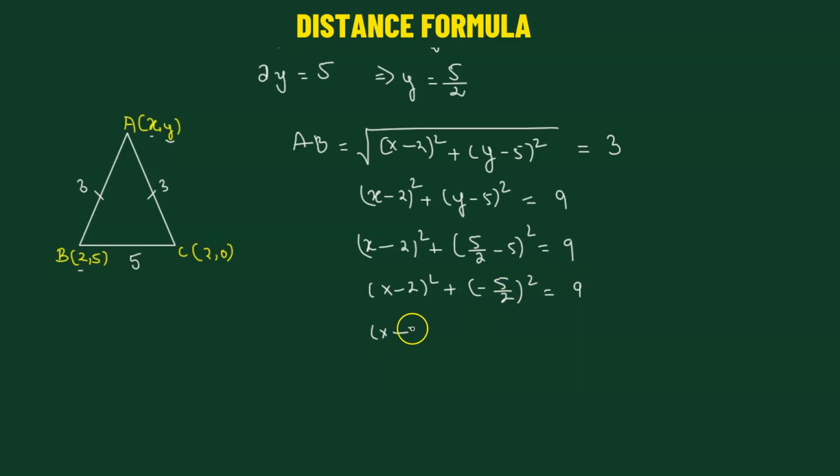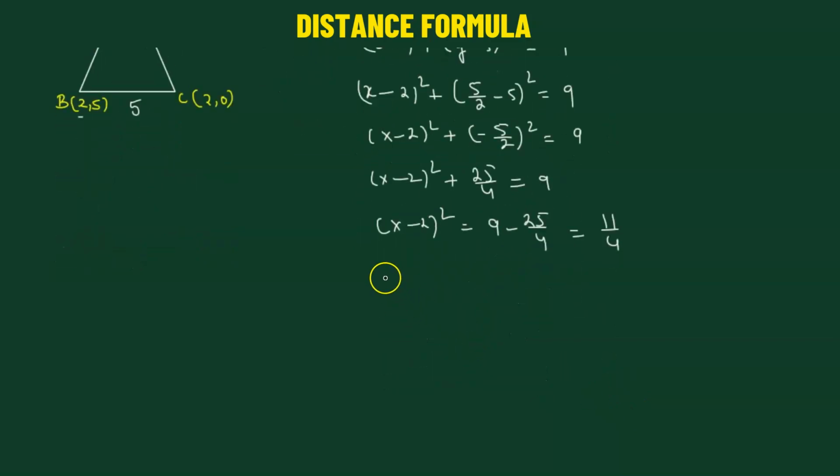So (x minus 2) whole squared plus 25 over 4 equals 9. So we have (x minus 2) whole squared equals 9 minus 25 over 4. That's going to give us the value 11 over 4. Let's take the square root on both sides. We get x minus 2 equals plus or minus square root of 11 divided by 2. Or we have x equals 2 plus or minus square root of 11 over 2.